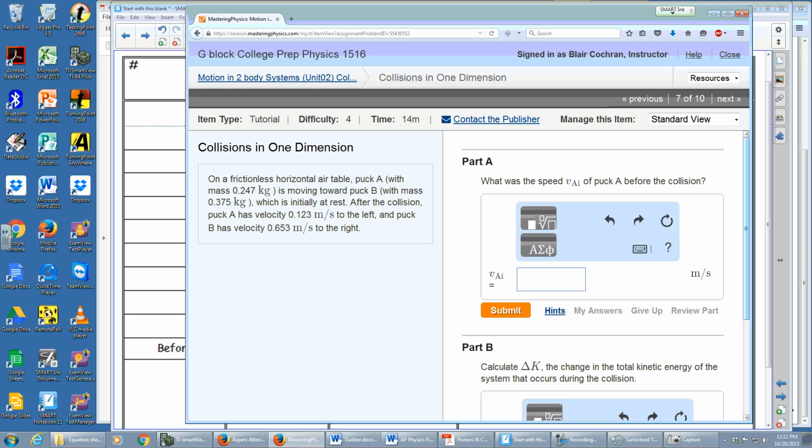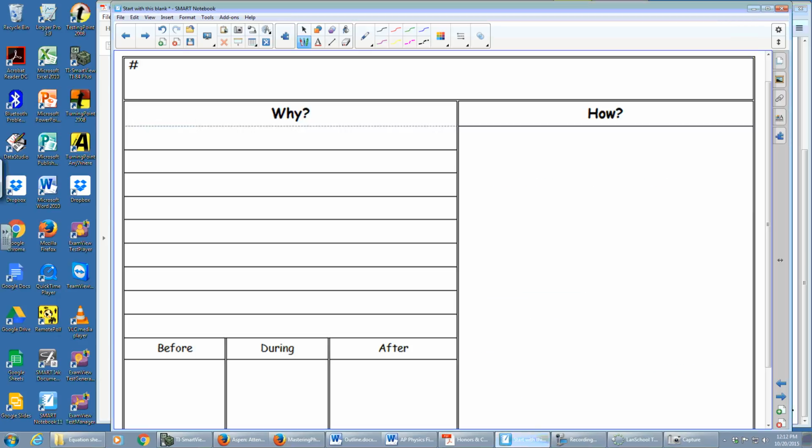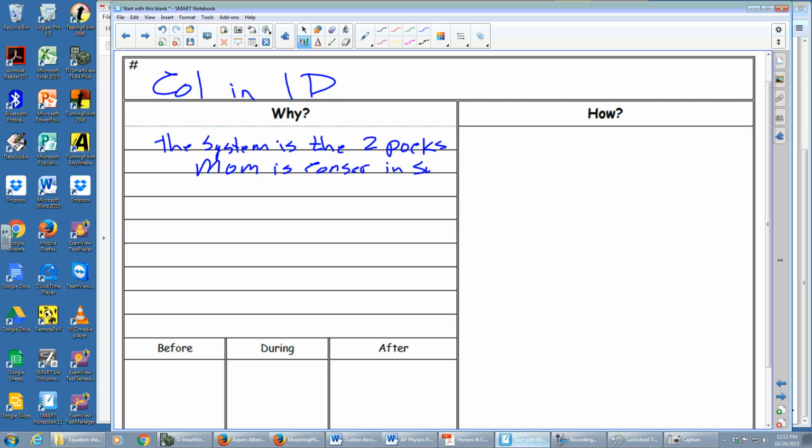So, it is one that's before and after. What was this? What did we label this? Collisions and one. So, we have a before and after situation. I would probably start off with the system is the two pucks. And then go on to momentum is conserved in system.